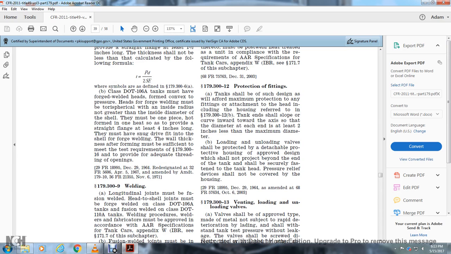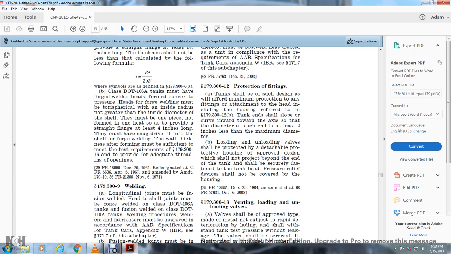179-312 Protecting fittings. The tank shall have such a design as will afford maximum protection to any of the fittings or attachments to the head, including the housing referred to in 179-312 B. The tank ends shall slope inward toward the axis so that the diameter at each end is at least 2 inches less than the maximum diameter.